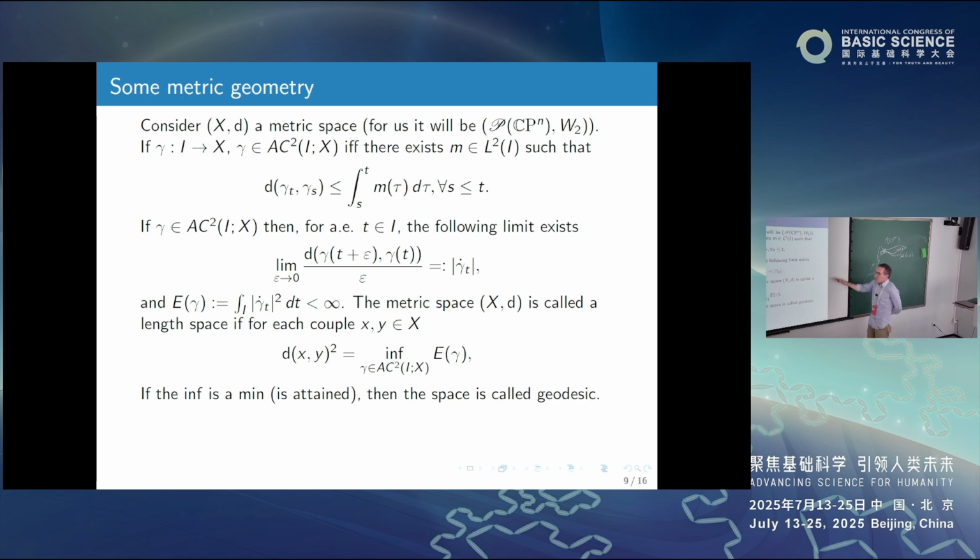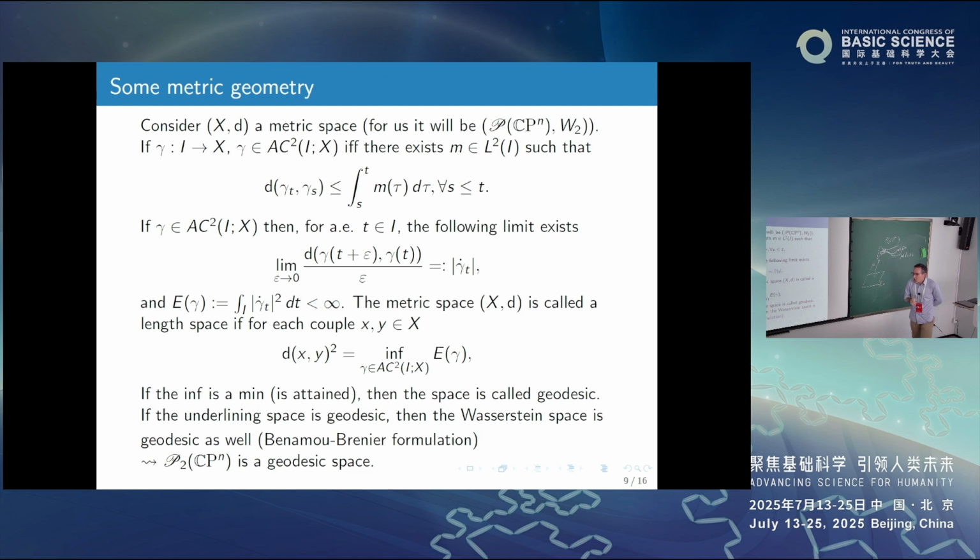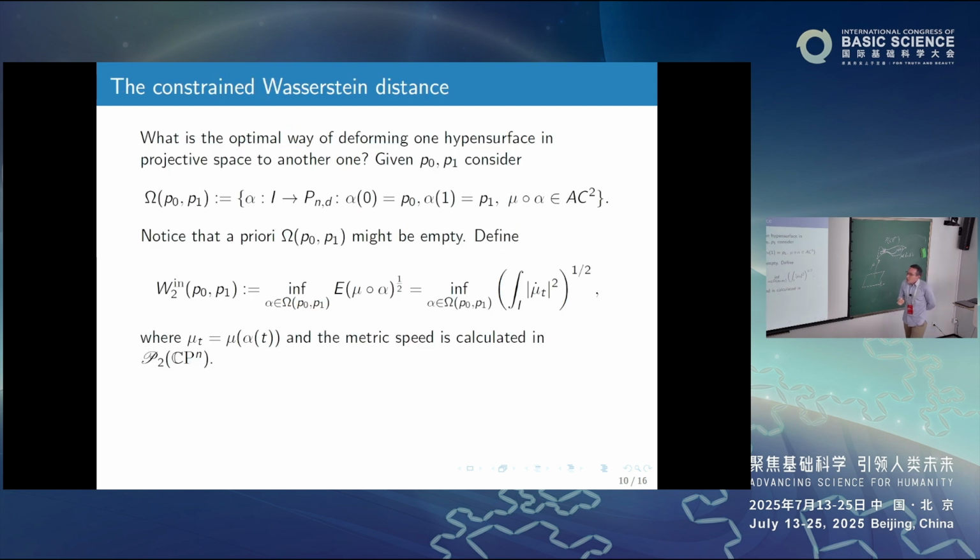And this metric space will be called a length space if you can recover the distance by taking the infimum among all possible energies with AC2 curves. Okay? If this infimum becomes a minimum, then the space is called geodesic. In our situation, our metric space is a geodesic metric space. So the space of probability measures with the W2 distance is a geodesic metric space.